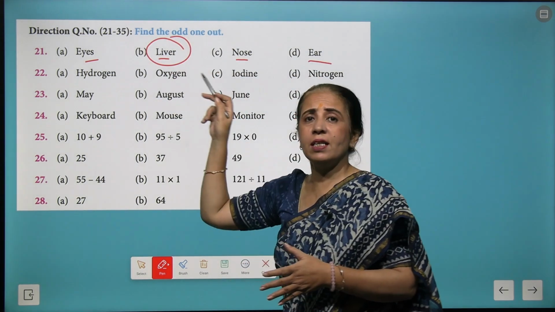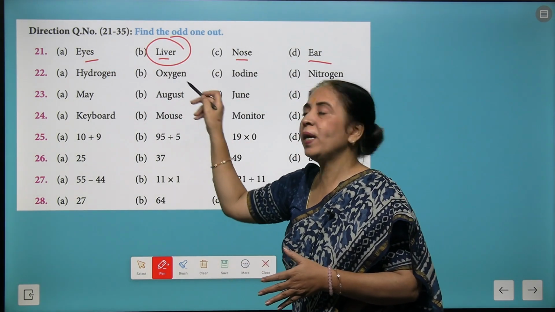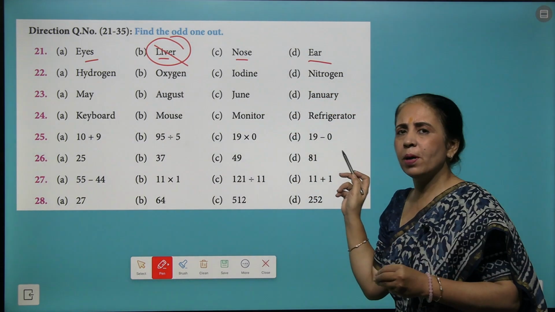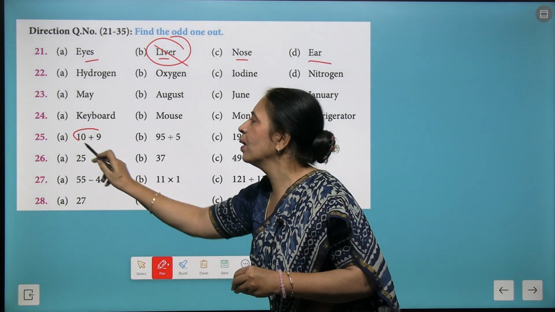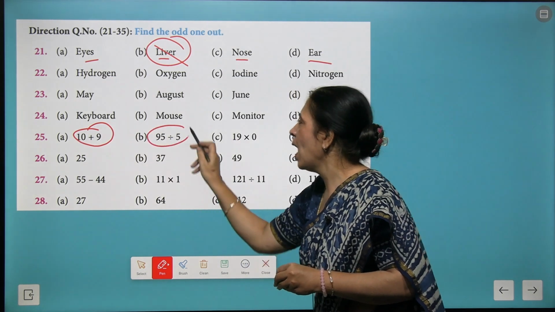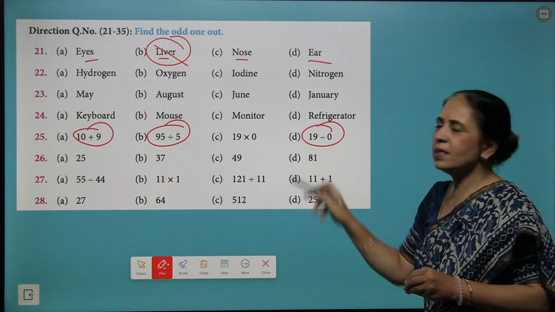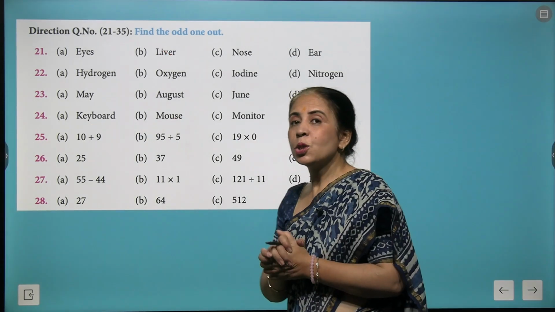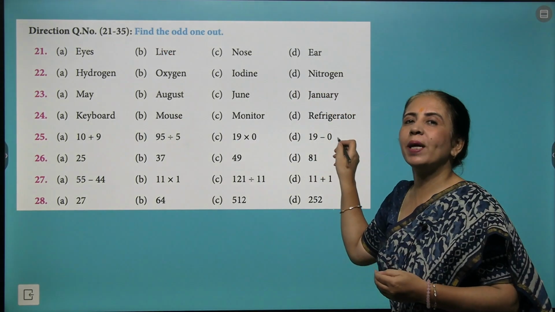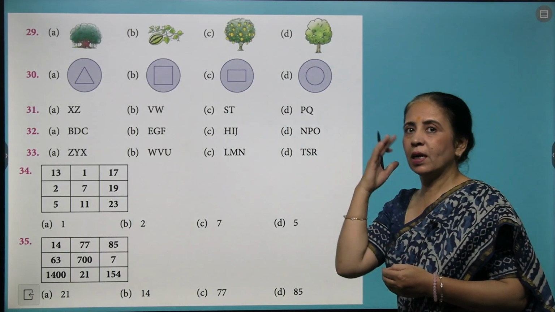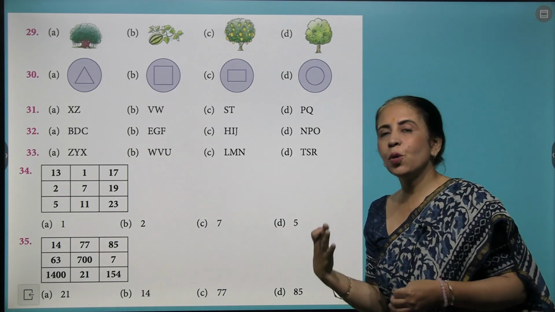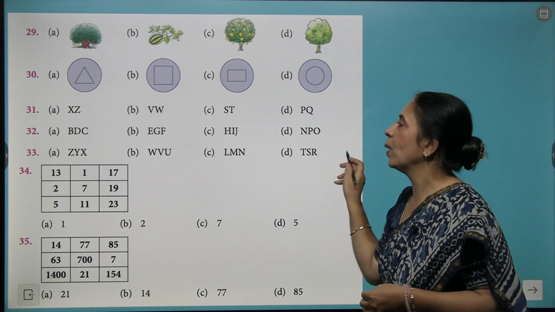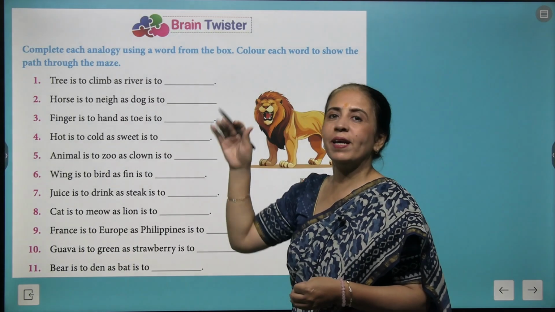Here liver is the internal organ, so we just say this is odd one out. Sometimes in number questions, we have to calculate and check, are we getting the same answer? Yes, here this is not. So I say when you keep on doing these questions with concentration, it's going to improve your critical thinking and gradually you develop your problem solving skills.